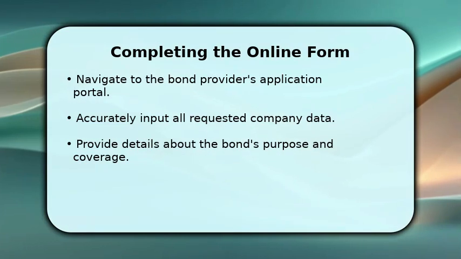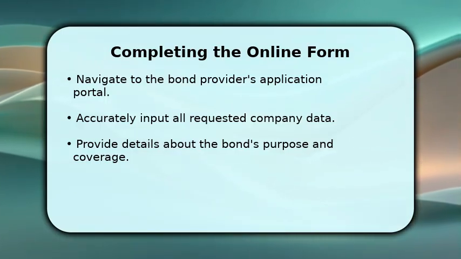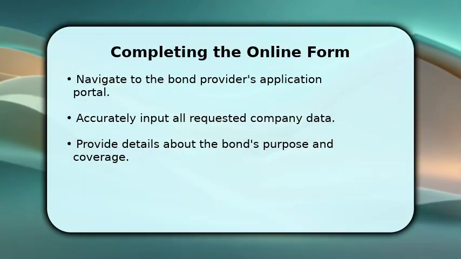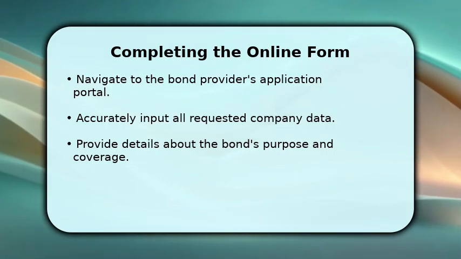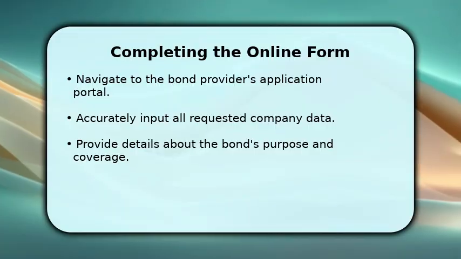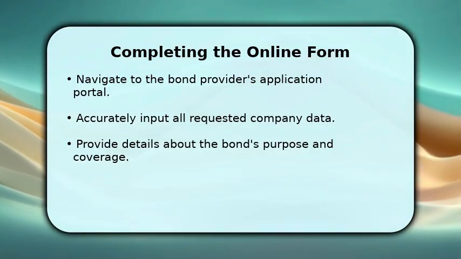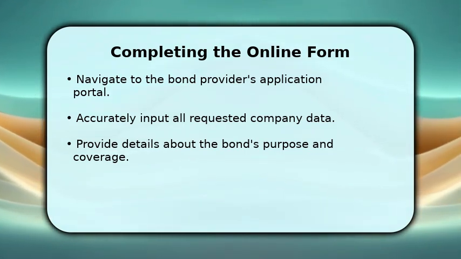Once you've selected a provider, navigate to their online application portal. Carefully fill out all sections, ensuring accuracy for your company's legal name, address, and financial details. You'll also specify the bond type, such as an ERISA bond, and the desired coverage amount. Double-check all entries before proceeding to avoid delays in processing your application.